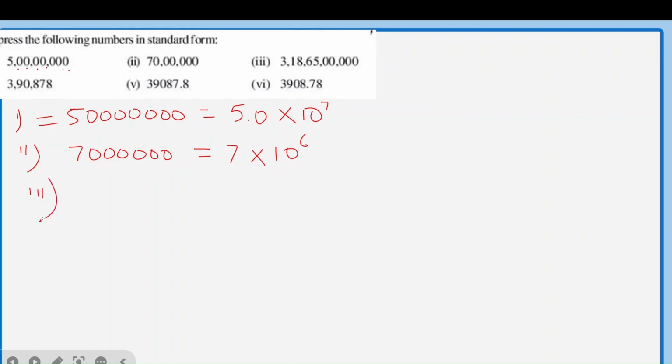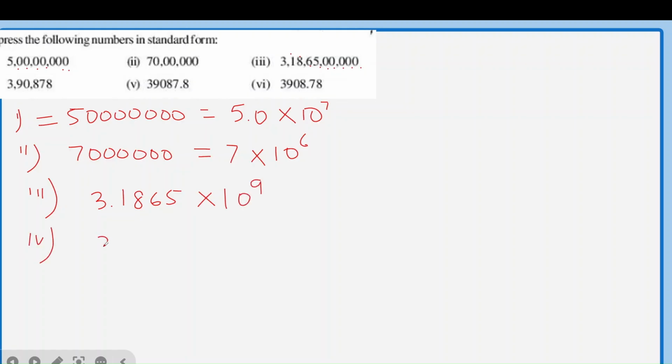Third is quite a big number, so I'm just writing it directly. So I will write it as 1.1865. We know that there is no value of the zeros after the decimal point. So we will not place all those zeros. We'll just see how many places there were after the decimal in the question. So we can see 1, 2, 3, 4, 5, 6, 7, 8, and 9. So 10 raised to the power 9.